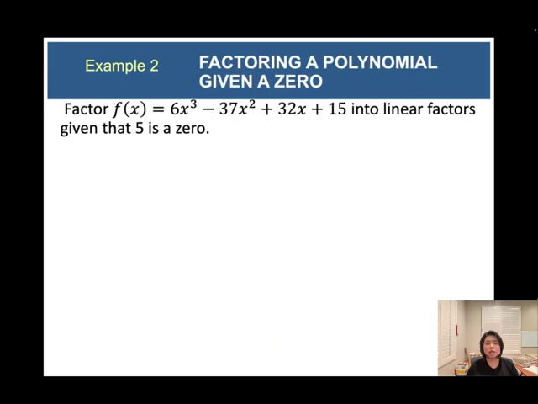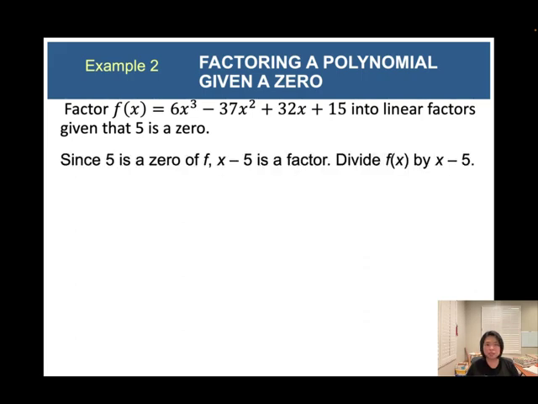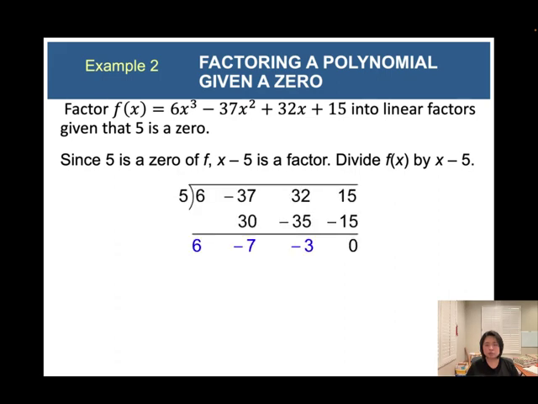Last one. Factor f of x into linear factors, given that 5 is a zero. Linear factor means you only have x with the first degree, just like x plus 3 or x minus 2. Since they gave that 5 is a zero, we could use synthetic division and plug in k equal to 5. Double check your work. You should get the remainder equal to 0.